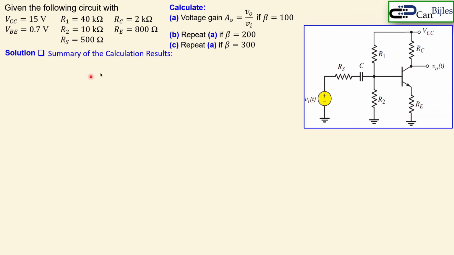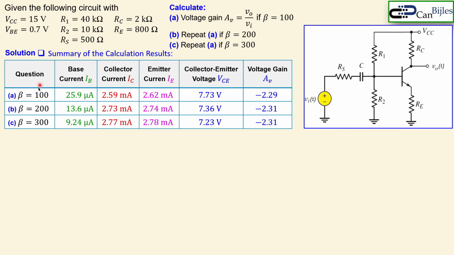So let's now summarize the calculation results. These are the calculation results. You see the three questions. Beta is 100, 200, and 300. You see the base currents, collector, emitter currents, also collector, emitter voltages, and the gains. You see the base current changes enormously because the beta is changing, but the collector current, emitter current, and also the collector, emitter voltage, and also the gain, especially the voltage gain, stays very constant. So there is a stable design here due to that RE. Of course, the choice of R1 and R2 is also very important, also the RC, but the dominant part of this stability is really the emitter resistor.